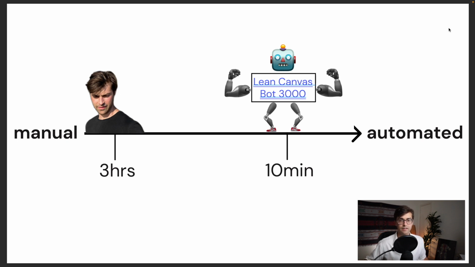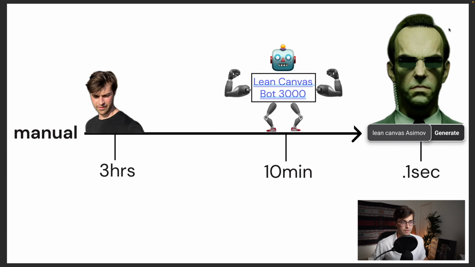Where all this is headed is fully automated, where you can just type into a prompt, lean canvas Asimov, and an AI agent goes out and finds the high quality information sources it needs. It finds out how to scrape that data and then run the lean canvas bot that I've already shown. And you could think about really now you could automate 1,000 startups like this, and it would take like 0.1 second per startup, especially if everything can compute in parallel on the back end.